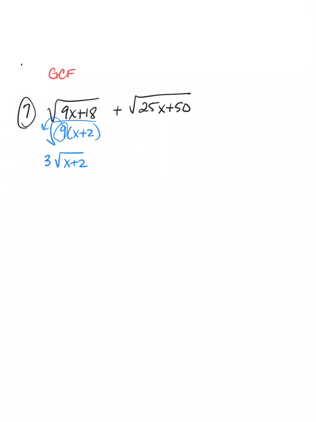So over here, what can I factor out of both terms? Well, I can take 25 out, and that gives me x plus 2 under the radical. Then I know 25 is a perfect square, so I can take out 5. And then what's underneath, left over, is the square root of x plus 2. Okay, look, they're the same, right? These are considered like terms, so I can combine them, okay? So my final answer is just going to be 8 times the square root of x plus 2.